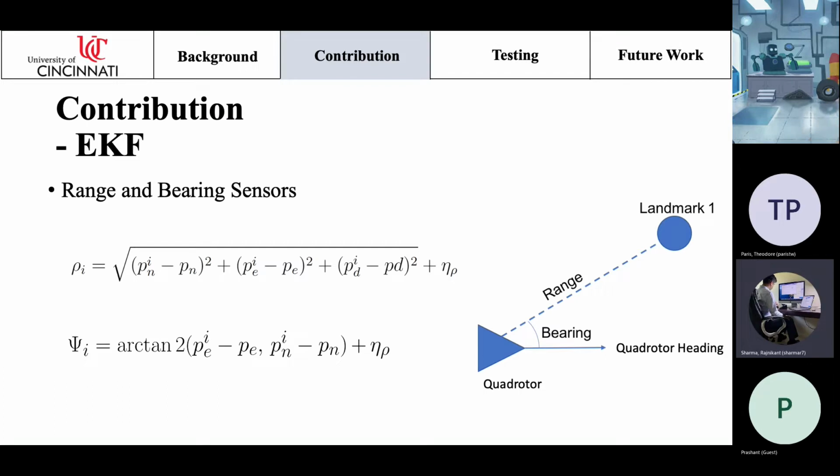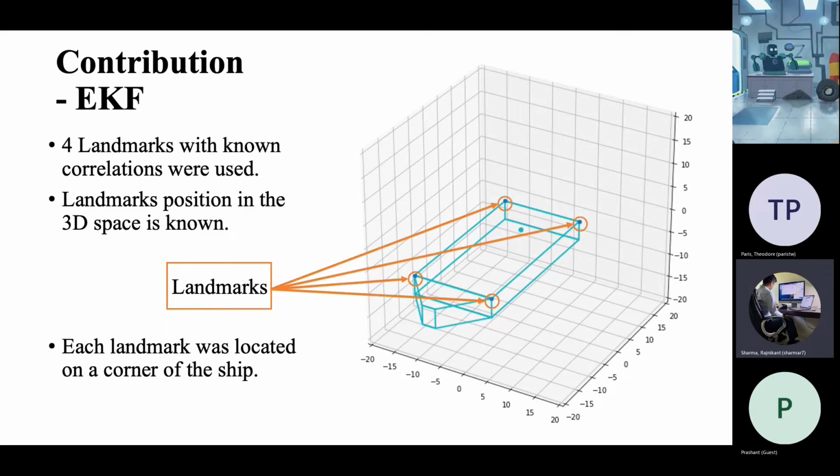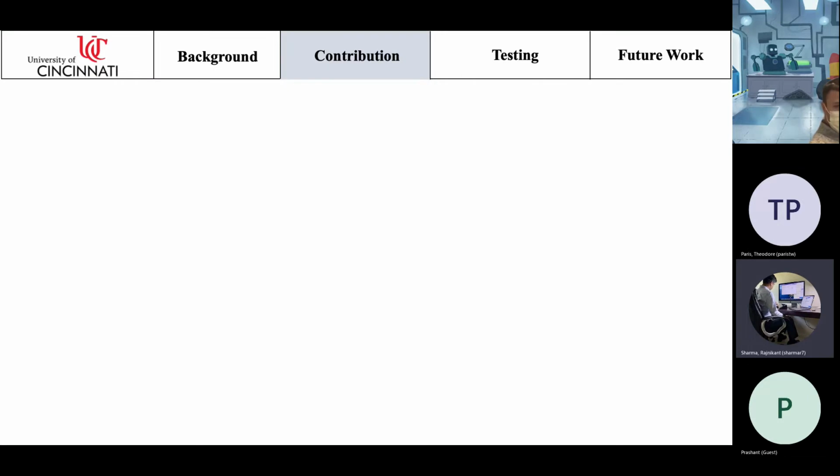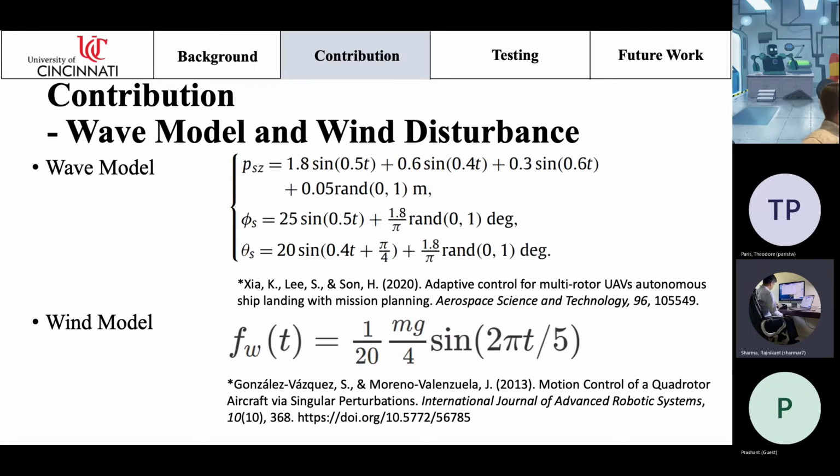And we measured range from each of the landmarks and bearing from each of the landmarks. The 4 landmarks are placed on each vertex of the boat, and we assumed we knew which landmark was at which position, and we knew where the landmarks were at all times. And then we also modeled wind and wave disturbance.